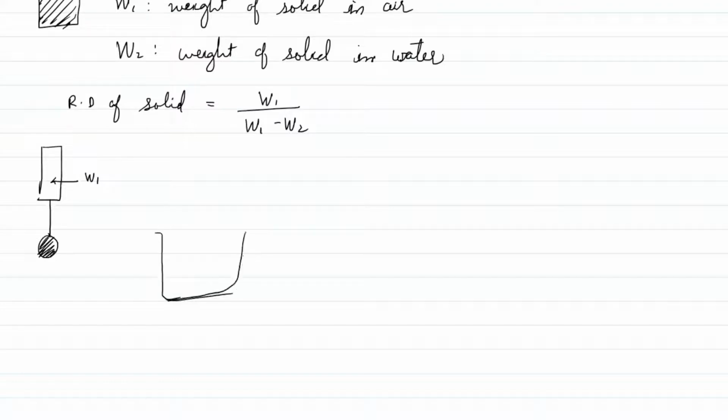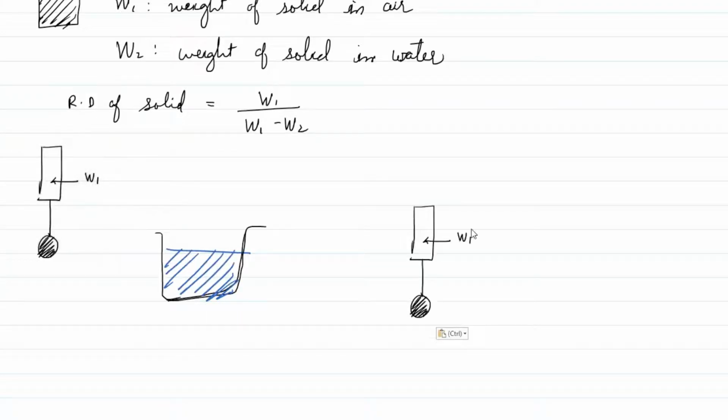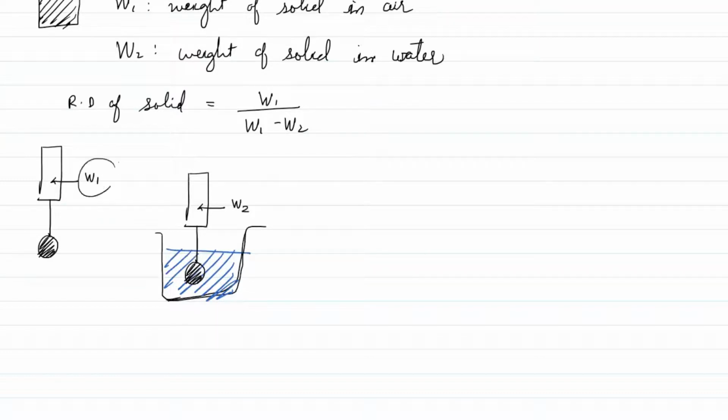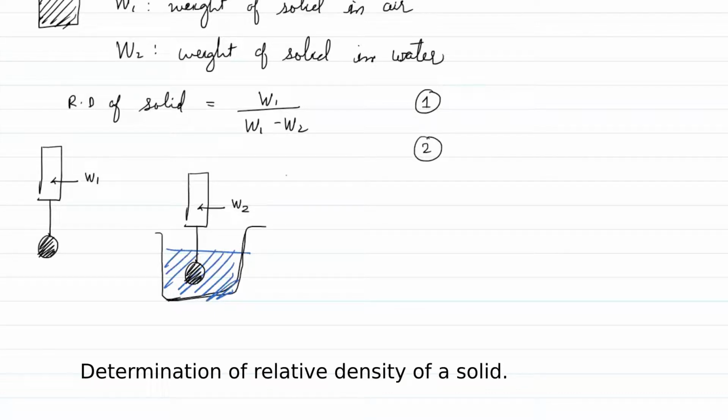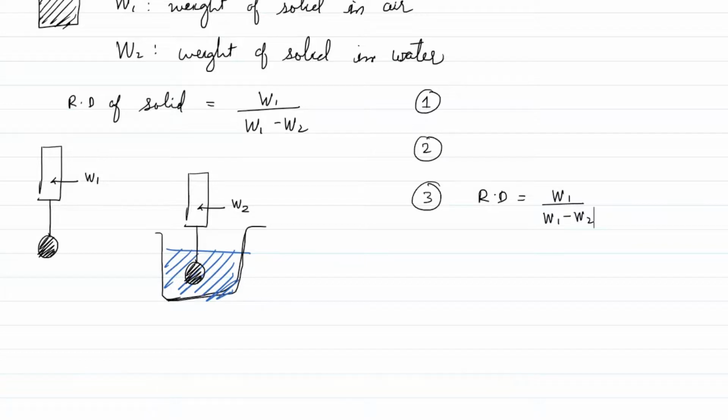Now, inside the beaker, we are going to immerse this particular solid in water. On immersing in water, the substance weighs less, and that is W2. So we record W1, that is your step number 1. That means take the solid, attach it to the spring balance and see the weight of that solid. W2 is: immerse the solid in water and record the weight in water. That is step 2. Step 3 is to measure relative density by using the formula W1 upon W1 minus W2. So this is a simple step procedure to measure the relative density of a solid that sinks in water.